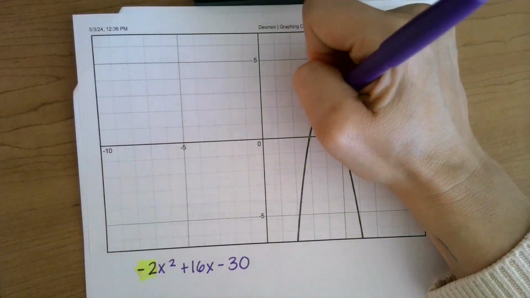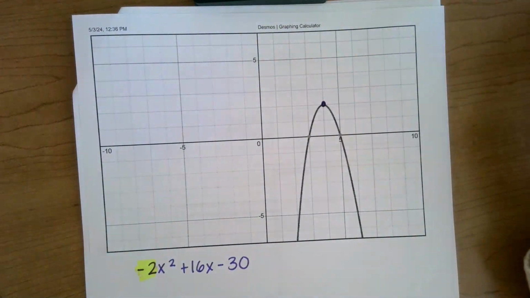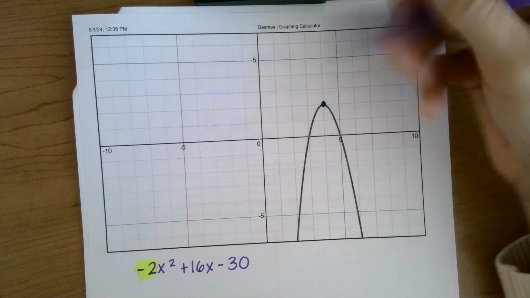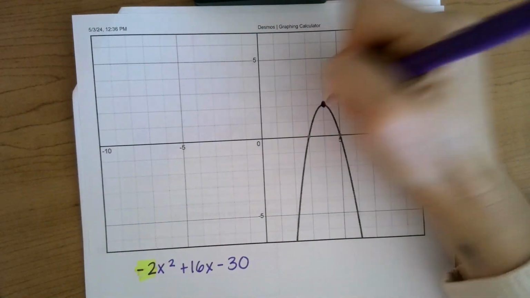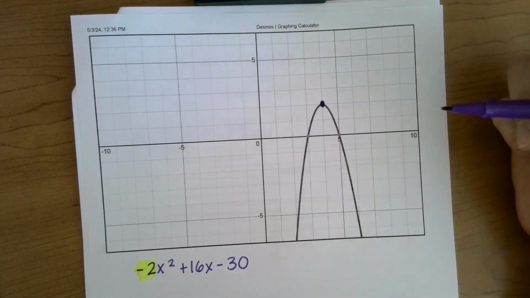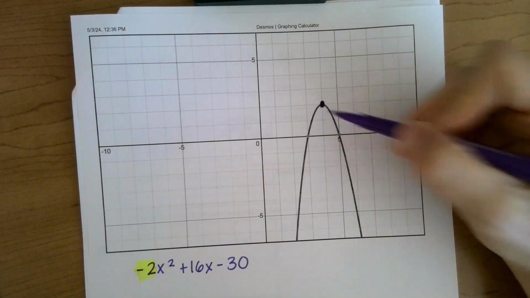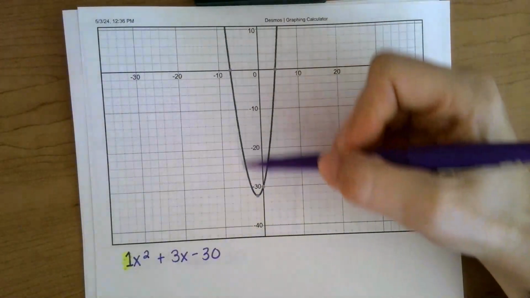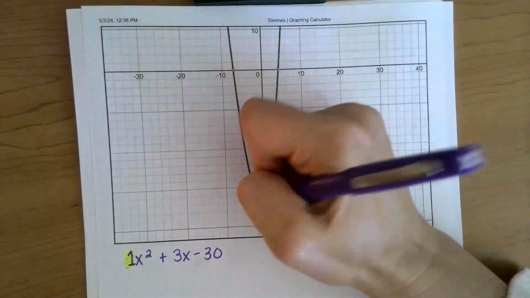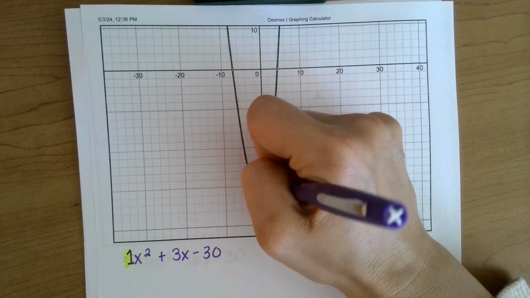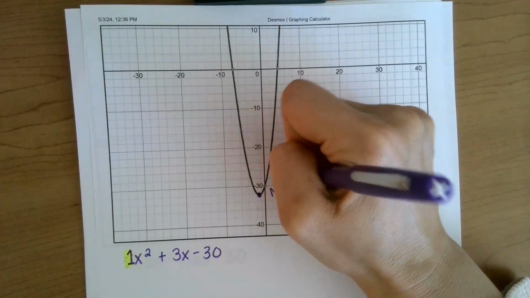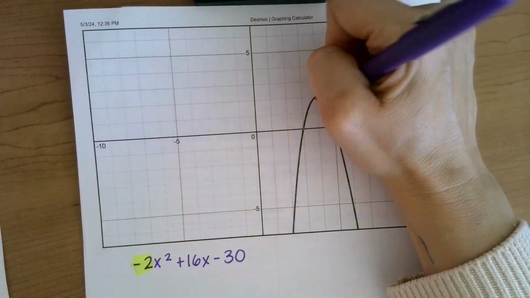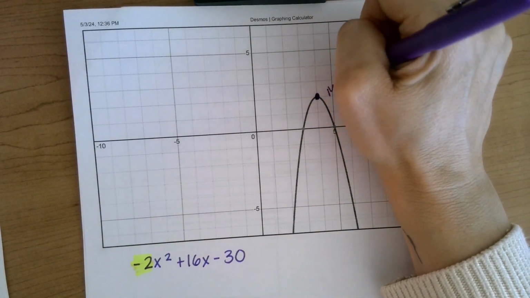So the vertex is also the maximum or the minimum. If my parabola is facing down or opening down, mine would have a maximum. It has a highest point here. So it has to be like a definitive point. If yours was opening up, then it would have a minimum here. So ones that open up have a minimum, ones that open down have a maximum.